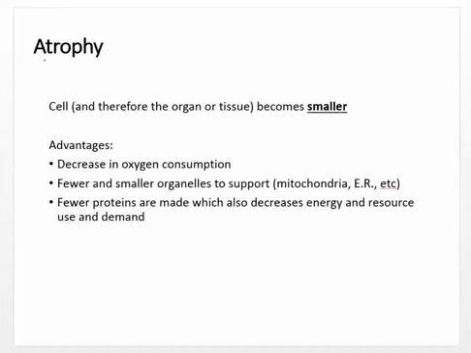Okay, so the first thing we're going to talk about is atrophy. Atrophy is when the cell and therefore the organ becomes smaller. A lot of times you hear about organ atrophy, where the organ becomes smaller, and the key word is that it becomes smaller. Now, why would a cell or an organ atrophy? A lot of times, it would mean that there was some kind of damage that occurred.